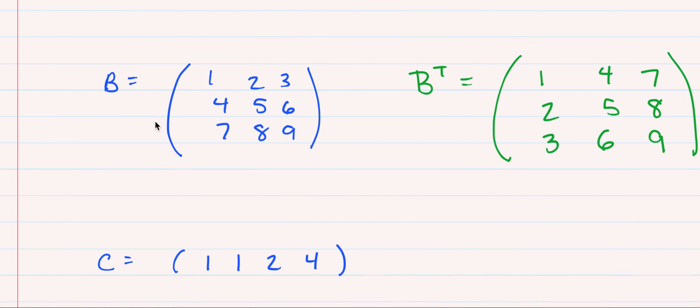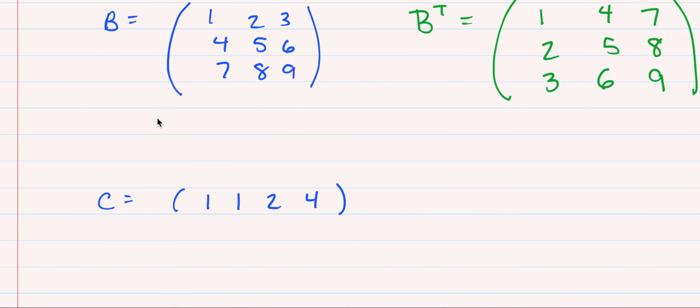I think I have one more. Yeah. So here I just have a row vector, and I want to find the transpose of this matrix. So what is C transpose? Again, the diagonal would look like this, okay? Whatever is here, you're going to flip it along this diagonal. So it's going to become a column vector.